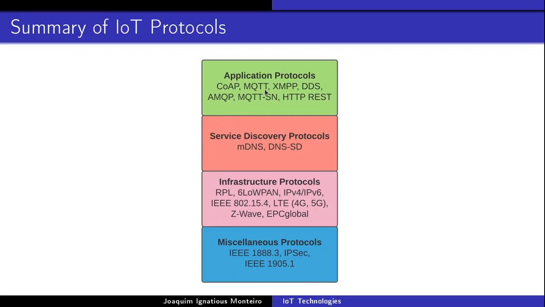How do you distinguish these? The application protocols are closely related to the user. The service discovery protocols are one level behind, in the machine domain. The infrastructure protocols are further down. These are mainly concerned with the communication aspect. Whether it is Zigbee, Z-Wave, LTE, 5G, 4G, all those are purely the communication aspect. That's why they are classified as infrastructure protocols. And then there are miscellaneous protocols.